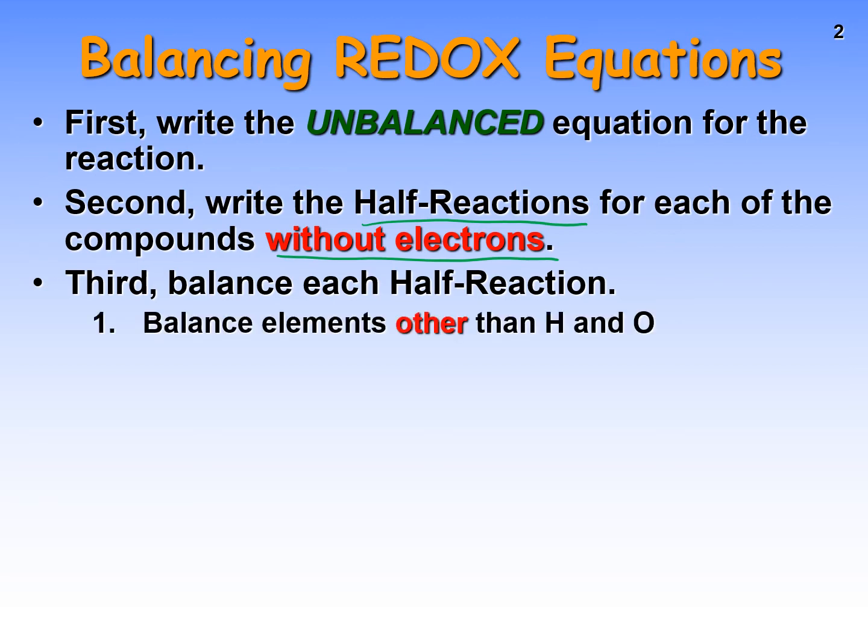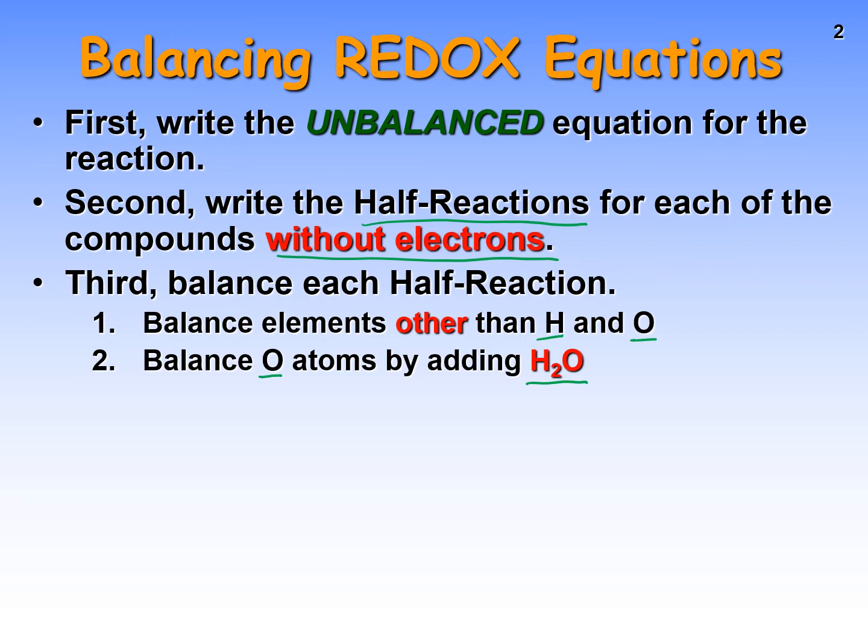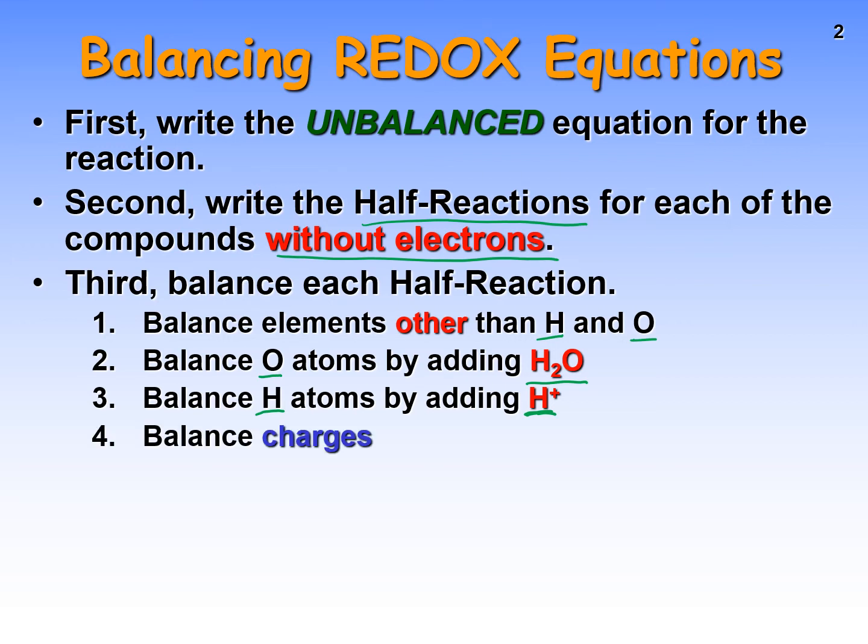First, we're going to balance every element that's not hydrogen or oxygen in the reaction. After we do that, we're going to balance oxygen atoms by adding H2O to one side of the reaction. And then we'll balance hydrogen atoms by adding H+ to, again, one side of the reaction. Finally, we'll balance charge by adding electrons, right? So by adding e- to one side of the reaction. Once these are all done, our half reactions should be balanced.